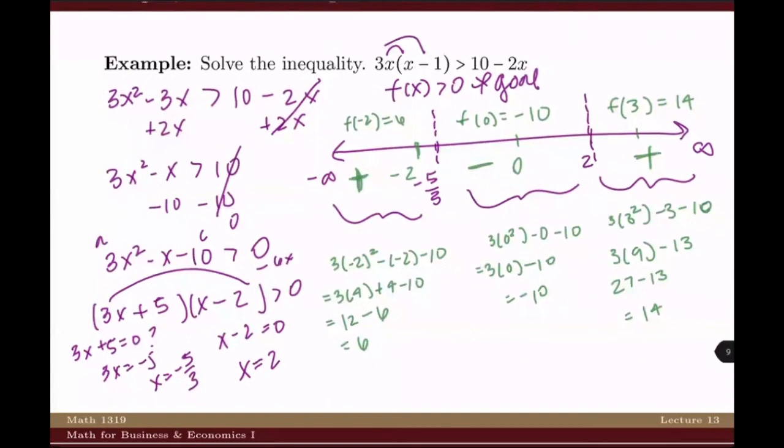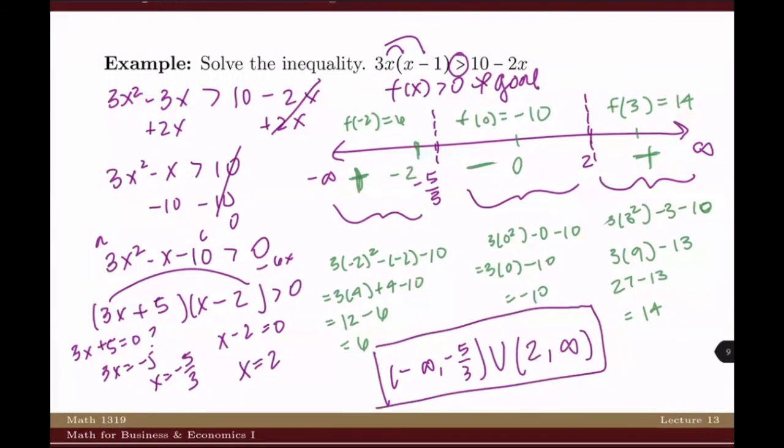So where my function is bigger than 0, my answer is going to be from negative infinity to negative 5/3, not including 5/3 because it's not greater than or equal to, right? It's just greater than, union 2 to infinity.